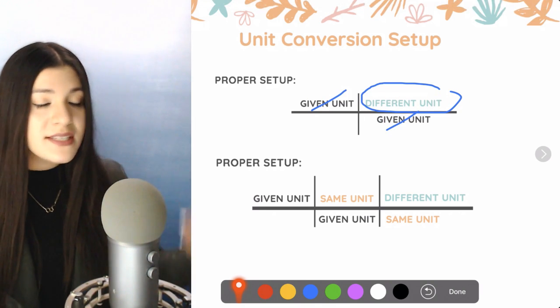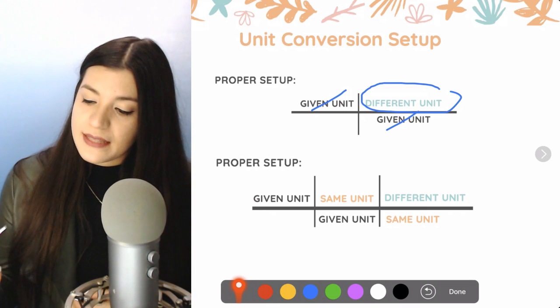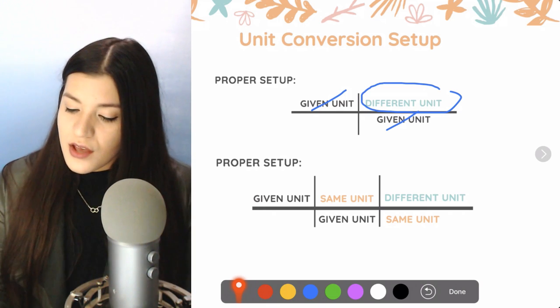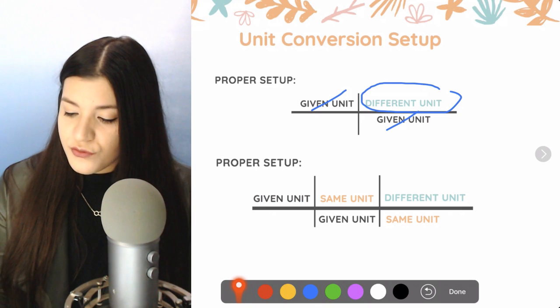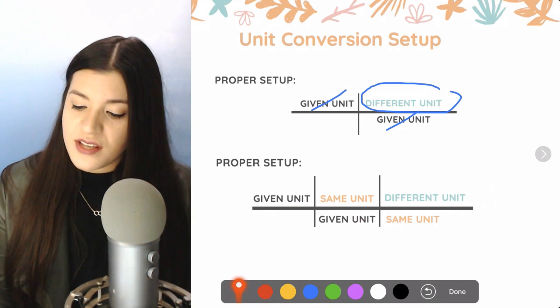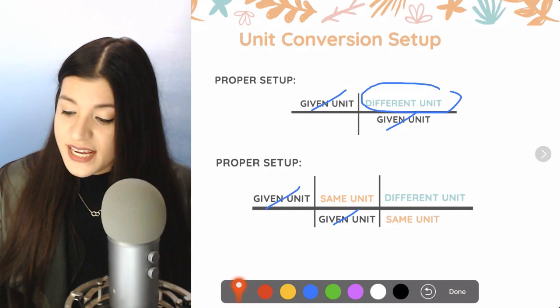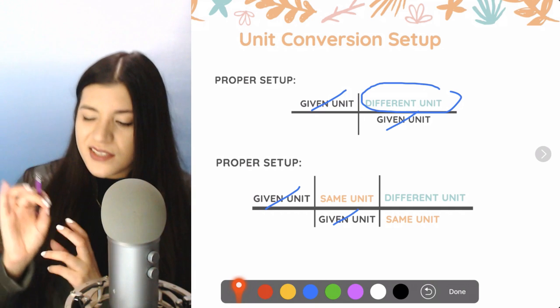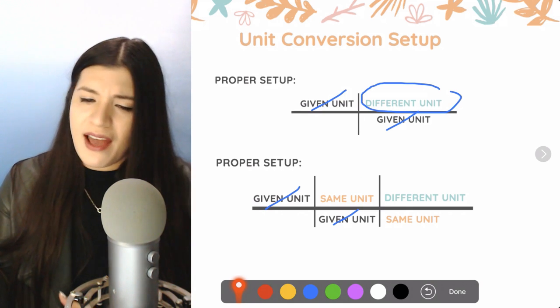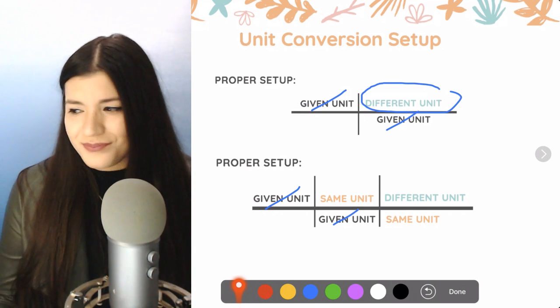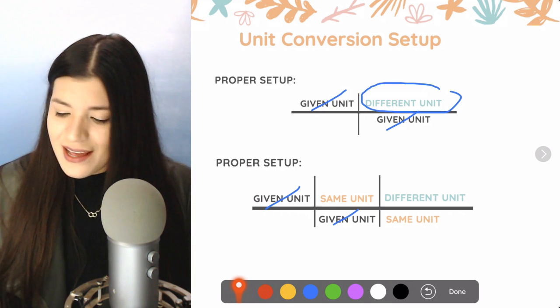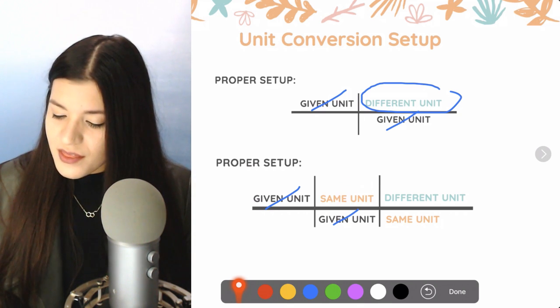The same sort of setup goes with, let's say, two conversion factors. Here you'll see we have two conversion factors. Again, we'll have our given units across from each other. Those would cancel, and then our same unit now is a different unit. Let's say we're now going from minutes to seconds or something like that, then those would cancel out.